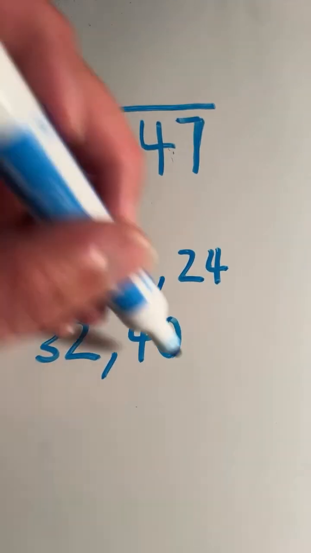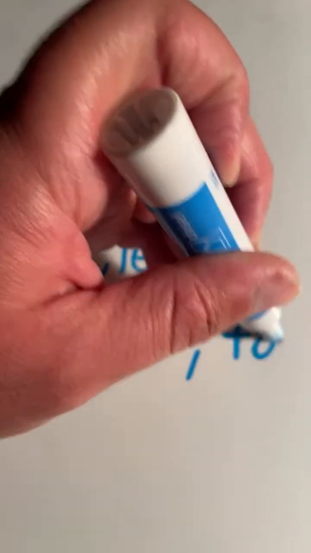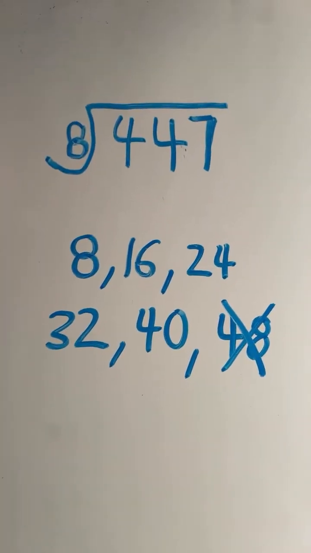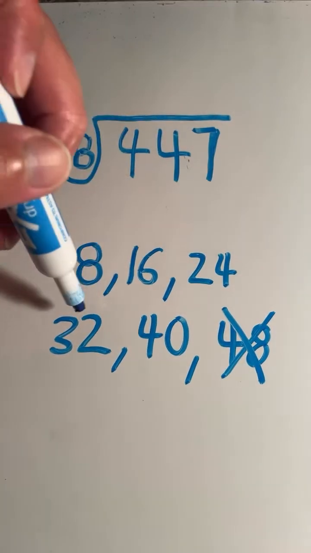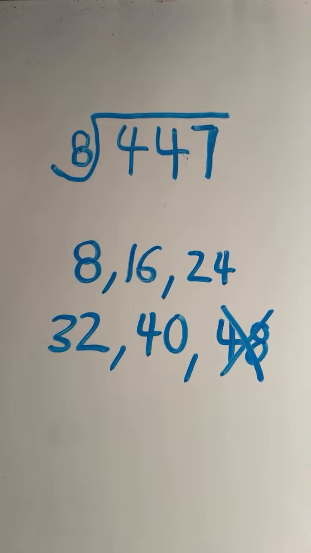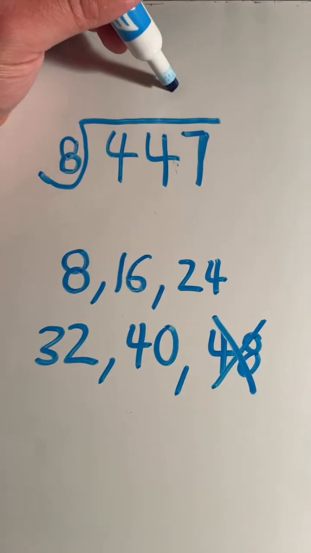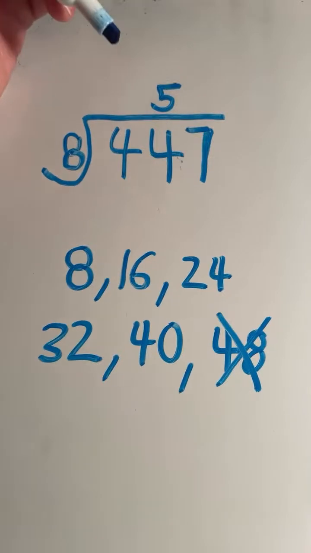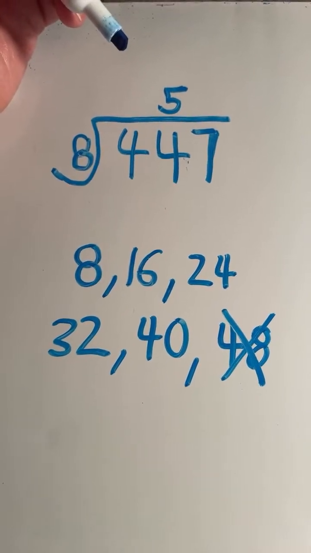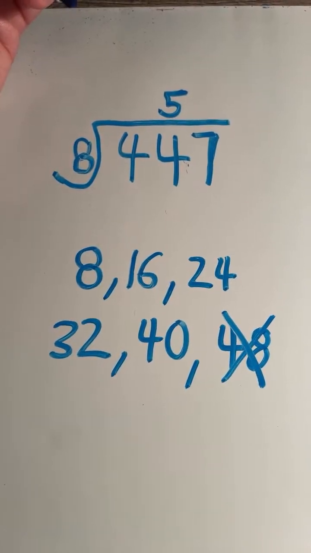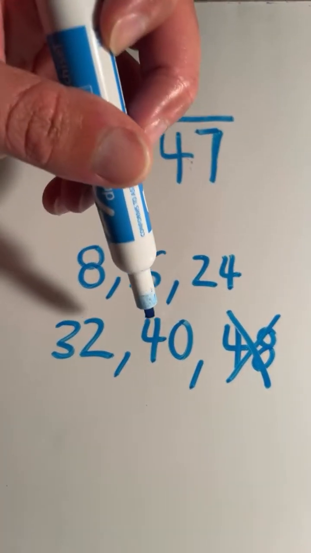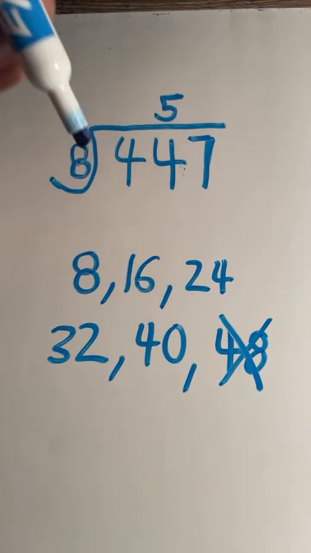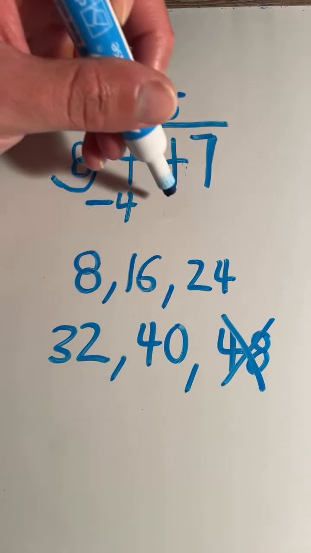Now, if I count by 8 again, we'll be too far. We'll be past 44 if I count by 8 again. So we were not able to get a 6th group in there. But we ended up counting by 8, 1, 2, 3, 4, 5 times. So 44 divided by 8 equals 5. Now there will be a remainder. To figure out what that remainder is, we have to subtract the last number we ended up counting by without passing the number. So we didn't land right on 44, but 40 was as close as we could get to 44 without passing it. So 40 is what we need to subtract.